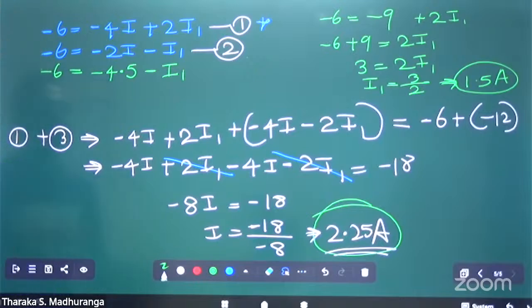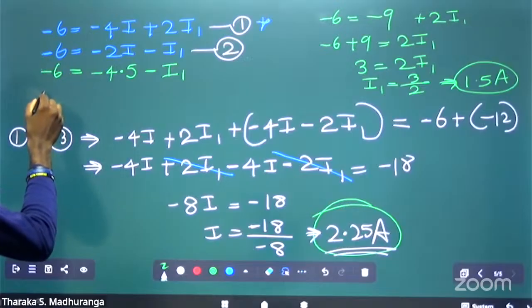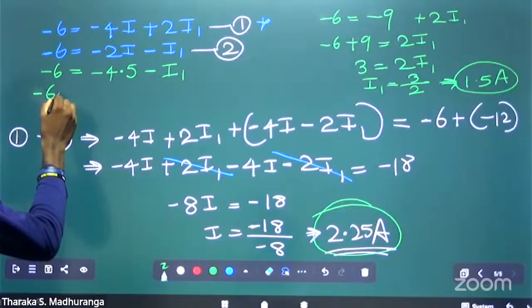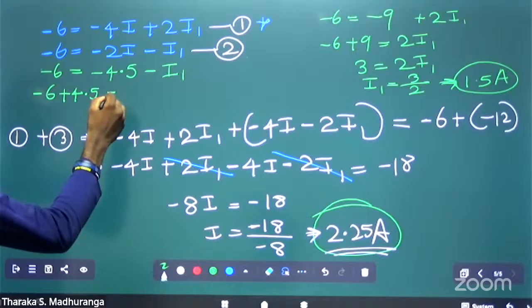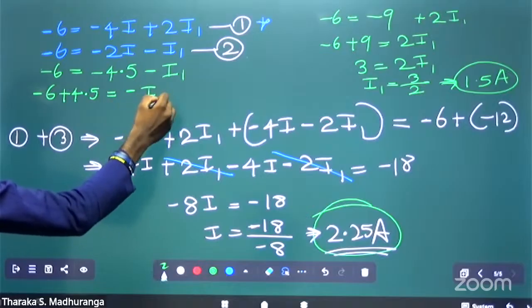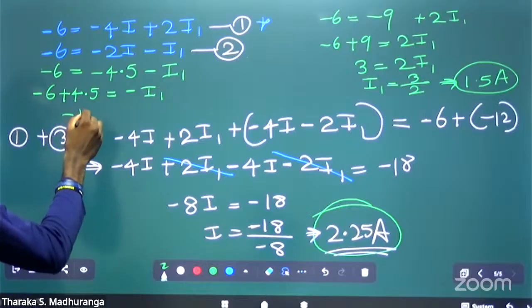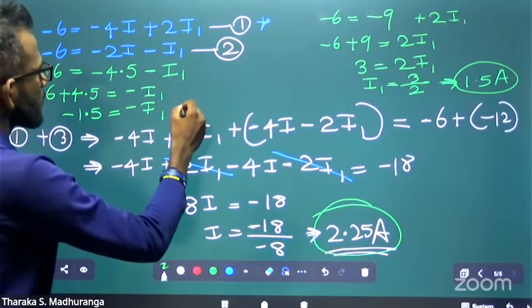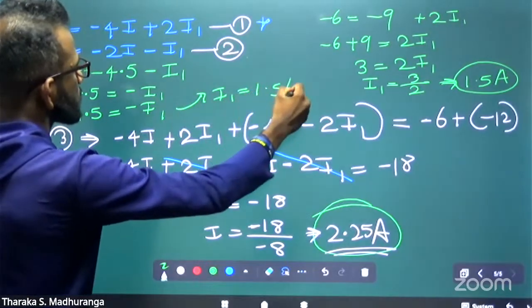Then you can get minus 4.5 on this side. It is minus 6 plus 4.5 equals minus I1. Then minus 6 plus 4.5 is minus 1.5, equals minus I1. Then minus and minus cancel out. I1 equals 1.5.